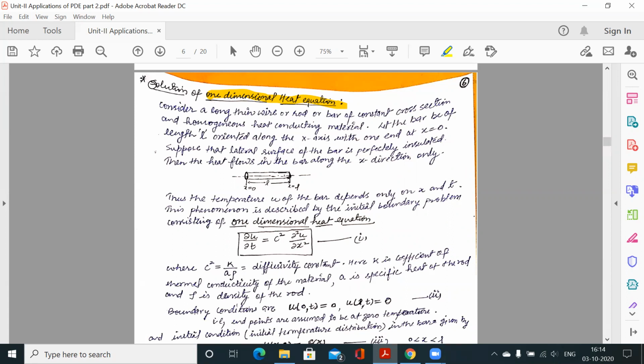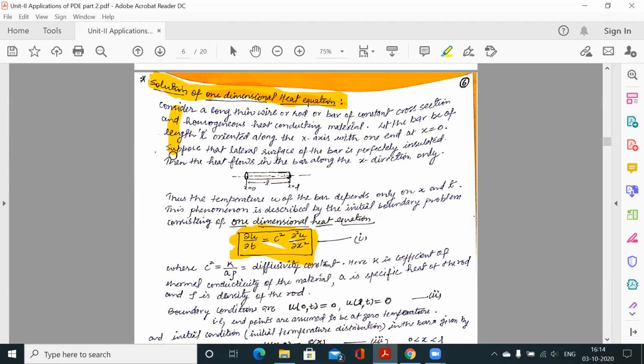First, we will solve this one-dimensional heat equation using the separation of variables method, which is also known as the Fourier series method. First we will solve this equation, and then we will do some questions based on the heat equation. As with the one-dimensional wave equation, here also we have a heat equation, which is a partial differential equation. We have to solve this.